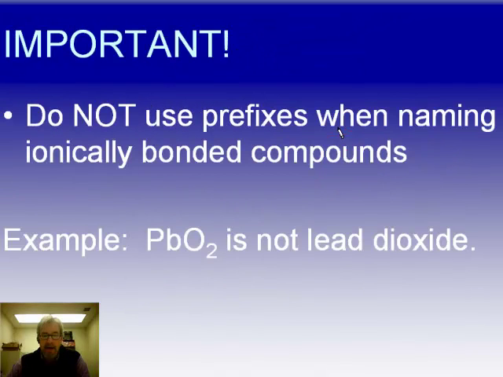Now here's an important note. Don't use these prefixes when you're naming ionically bonded compounds. So PbO2, you would not say lead dioxide. How do you know if it's ionically bonded? Well, the quick way is look for a metal. If there's a metal in the compound, prefixes are not going to be part of it.